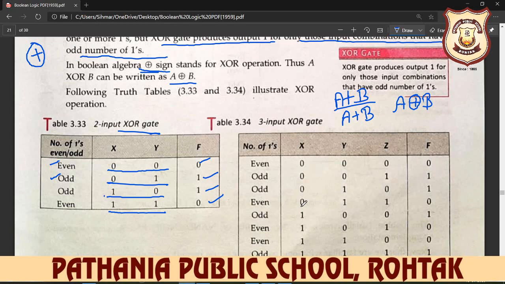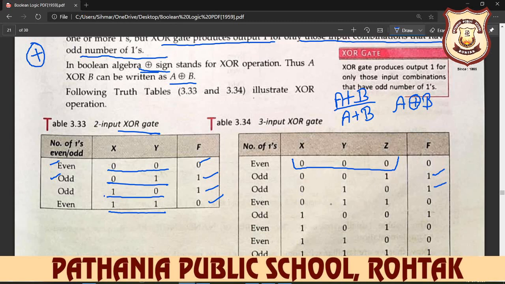So here you see 0, 0, 0, which is an even number of ones. 0 plus 0 is 0, and 0 plus 1 is 1. So the count is odd, so write 1 here. 0 plus 1, 1 plus 0, again 1. So again this is an odd number.